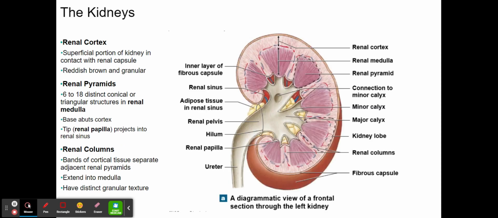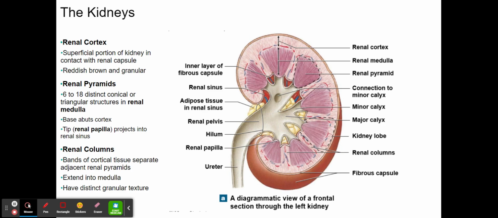The renal cortex is the superficial portion of the kidney in contact with the fibrous capsule. The cortex is reddish-brown and granular. The renal medulla consists of 6 to 8 distinct triangular structures called renal pyramids. The base of each pyramid touches the cortex. The tip of each pyramid, which is a region known as the renal papilla, projects into the renal sinus. Each pyramid has a series of fine grooves that converge at the papilla.